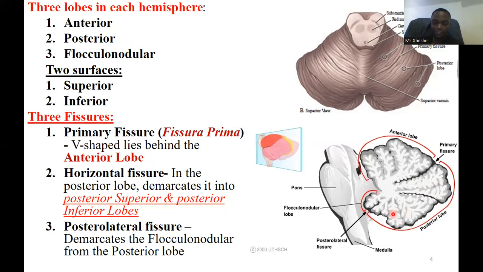Then there's a small part of the cerebellum. Okay, so we can observe that there's another fissure there called the posterior lateral fissure. There, dividing now the posterior lobe, which is this one, all the way here, from the flocculonodular lobe.